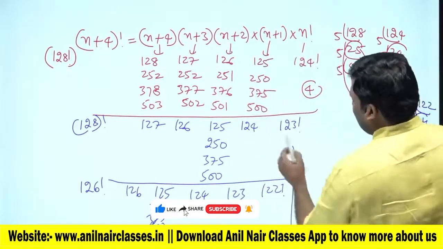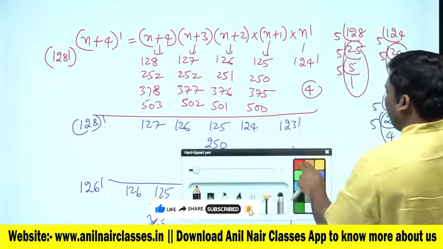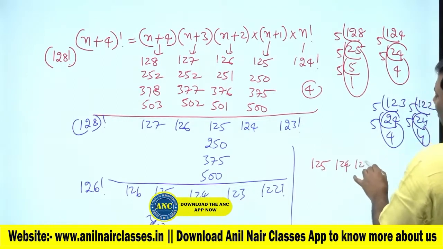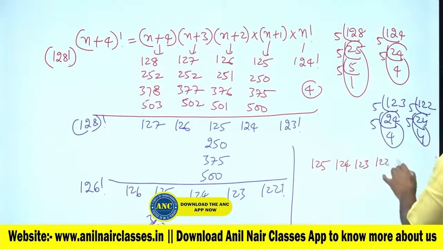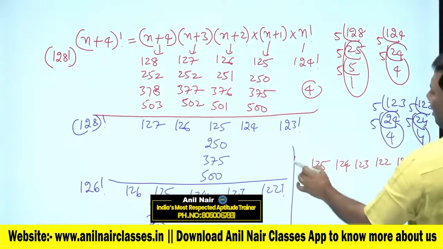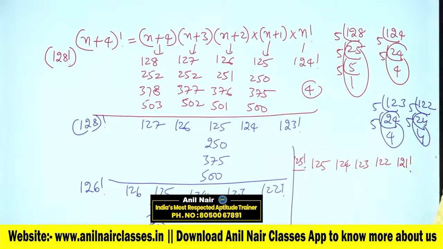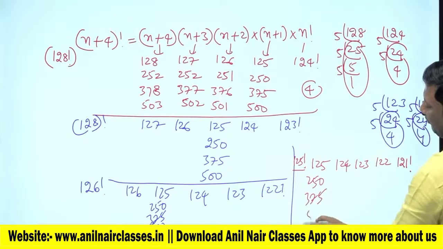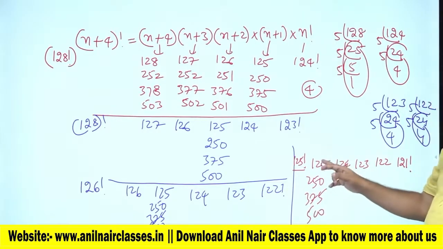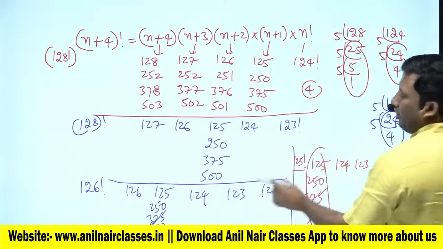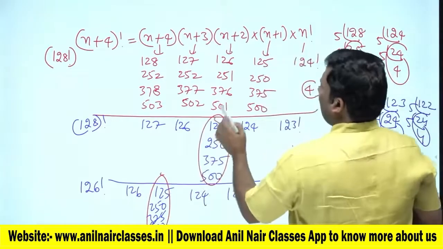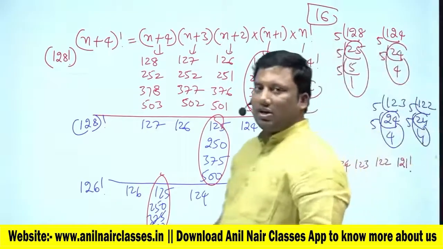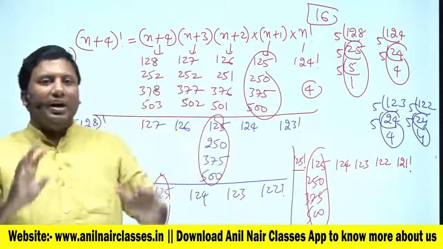What is the last case? N plus 4 can be 125. I wrote it so that it will be clear: 125, 124, 123, 122, 121 factorial and 125 factorial. So here it can be 250, 375, 500. So total 4 here, 4 here, 4 here, 4 here and 4 here. What will be the answer? 16. The answer will be 16. I hope the idea is clear.